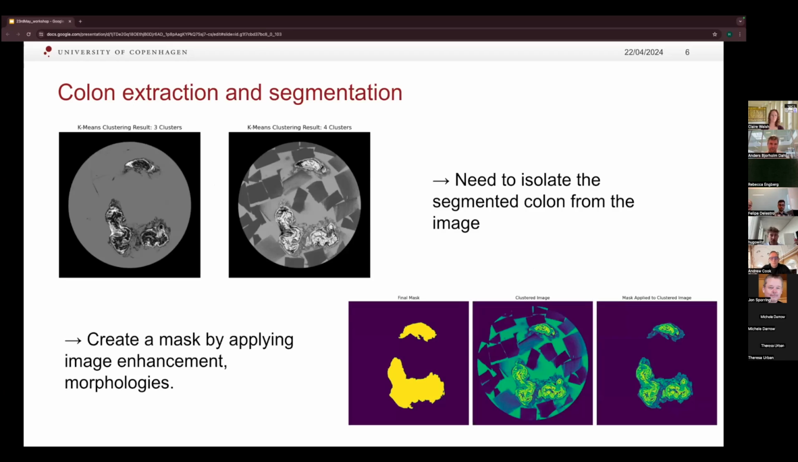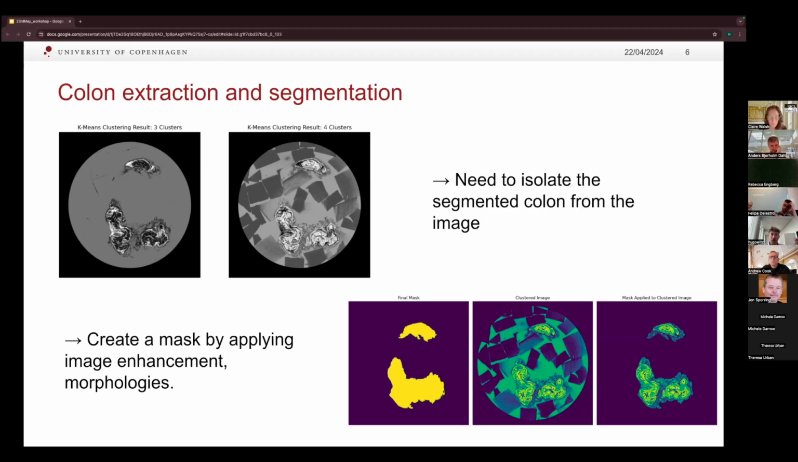So our first intuition was to threshold the images in order to extract the colon structures and the colon from the background. For that, we used the K-means algorithm. It was a good candidate, but it provided noisy results, and so we were not able to move forward with that. We also created masks by applying image enhancement and morphology to better extract the region of interest. We didn't move forward with the K-means, but we kept the masks to help us create our 3D visualization.